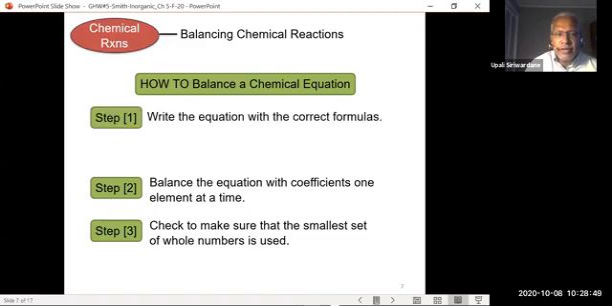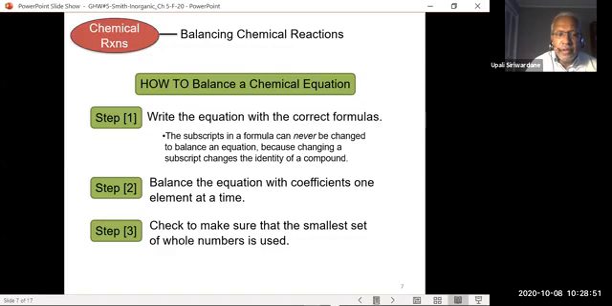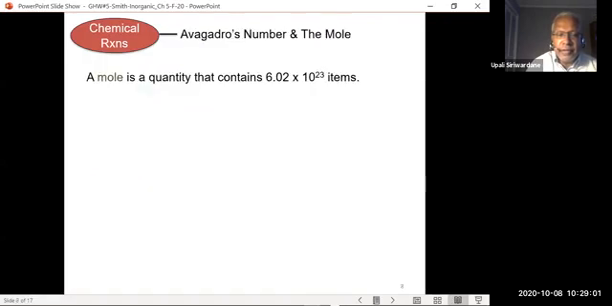Write the equation with correct formulas. The subscript in the formula can never be changed in a balanced equation because changing a subscript changes the identity of the compound. Once we know how to balance the equation, take water: hydrogen and oxygen going to water. You put 2 in front of hydrogen and 2 in front of water, then the equation is balanced.